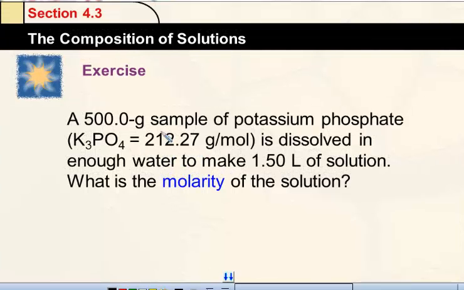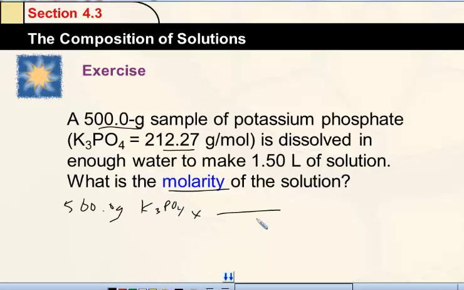Let's say that we were trying to figure out the molarity of a solution like this. We'd go ahead and change the grams to moles. We'd go like this, 500.0 grams of K3PO4, and the molar mass is given here, that's grams per 1 mole. I would get about 2.355, and I carry through my number in my calculator. That's how many moles.